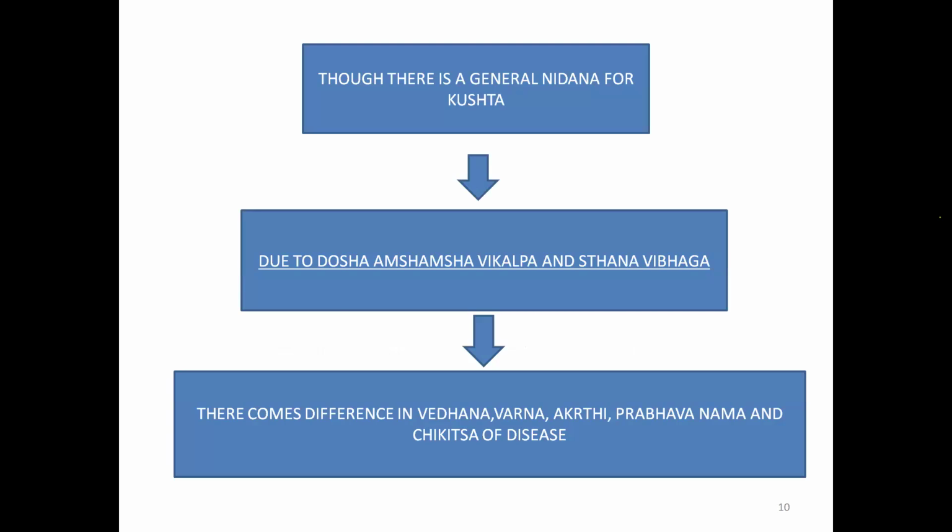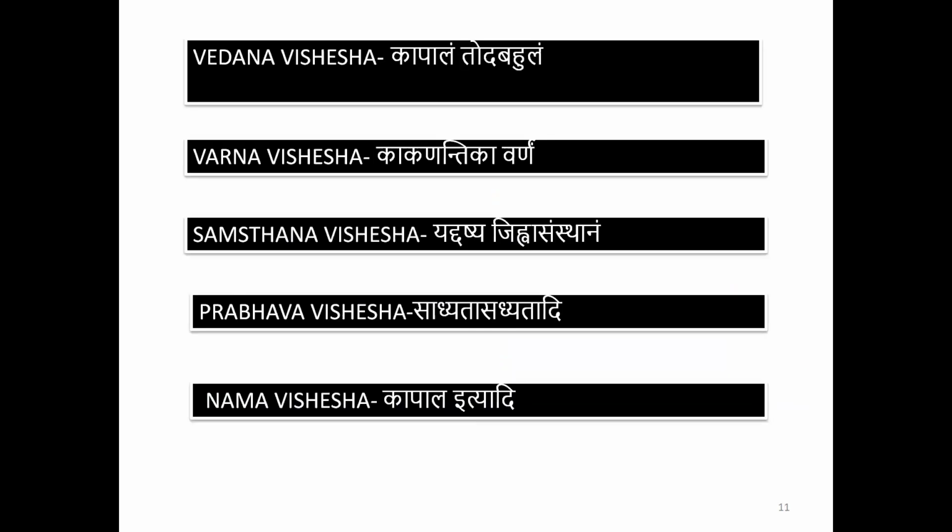While going through the terminologies of Kushta, we have to assess the status of gunas, dosha gunas. Dosha gunas can be involved in morphological variations, Vedana Vishesha, and the particular types of manifestations. Vedana Vishesha, for example, Kapalam, Toda Bahula is Vedana Vishesha. Varna Vishesha, we can see Kakananti-ka Varnam, Daugdhika Pushpa Varnam. Like that Varna is explained. Samsthana Vishesha, Rishyajihwa Samsthanam. Rishyajihwa is similar to the tongue of a deer. Like Prabhava Vishesha, Sadhyata, Asadhyata, etc. are explained. And Nama Vishesha along with that.